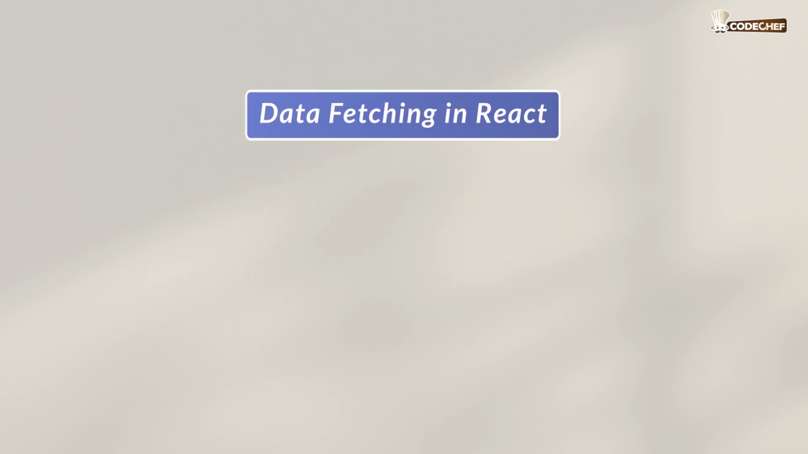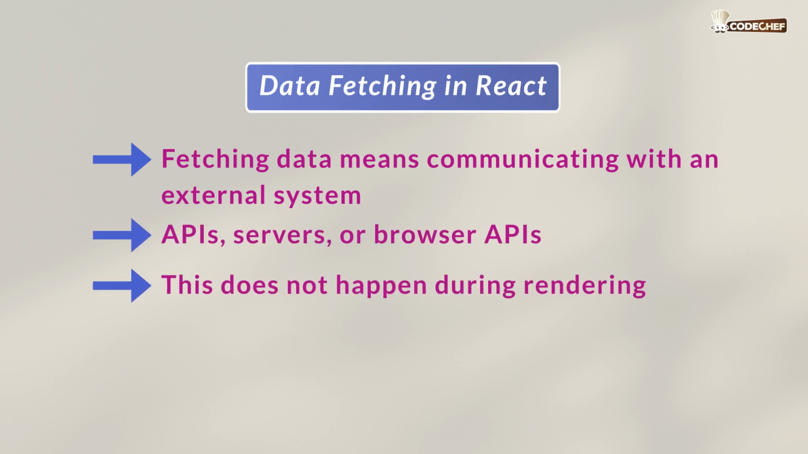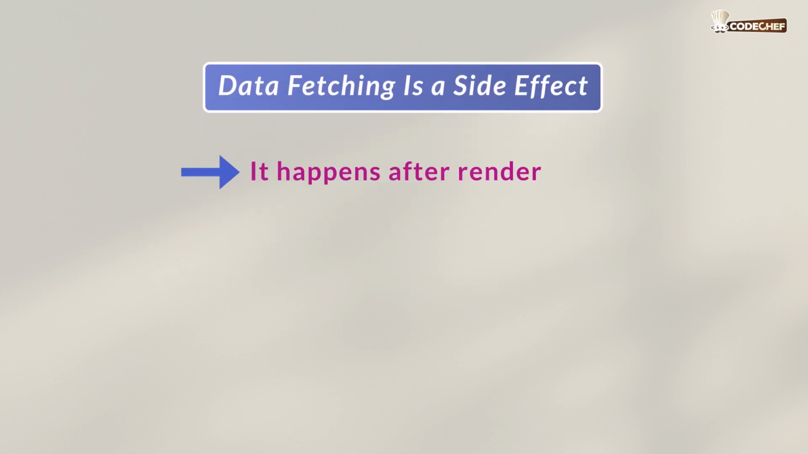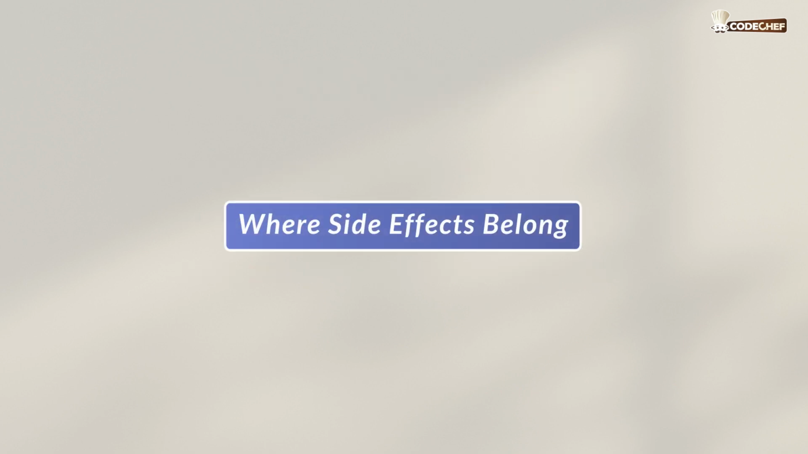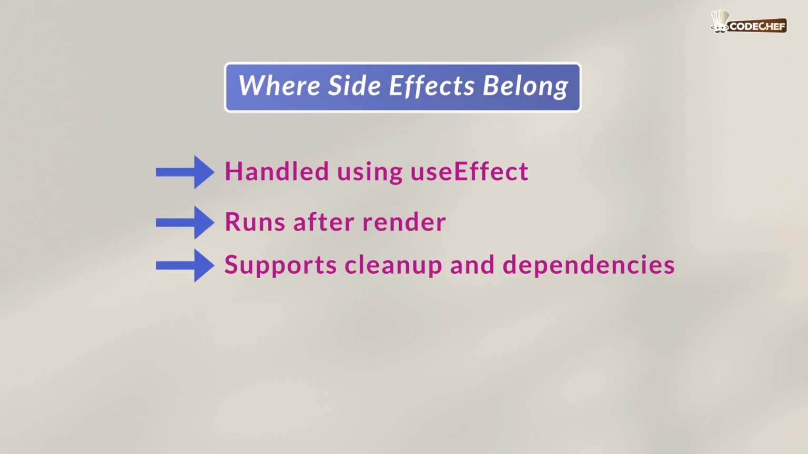Data fetching means communicating with an external system, such as an API or a server. This is not part of rendering the user interface. It is something that happens separately. Fetching data is a side effect because it happens after the component renders and interacts with the outside world. Side effects must be handled explicitly in React. In React, side effects are handled using useEffect. useEffect runs after render and gives us control over when the side effect executes and how it is cleaned up.